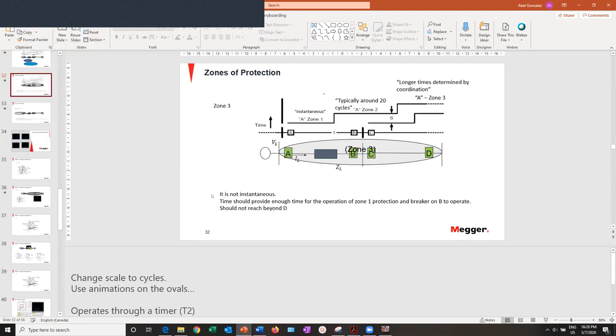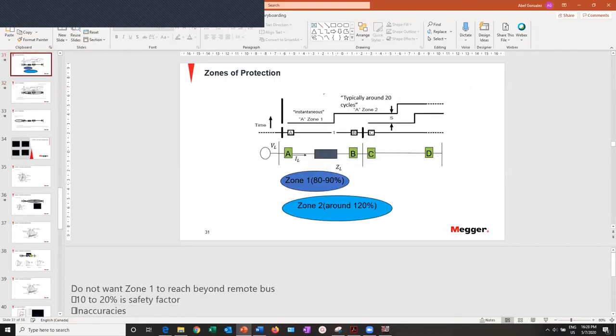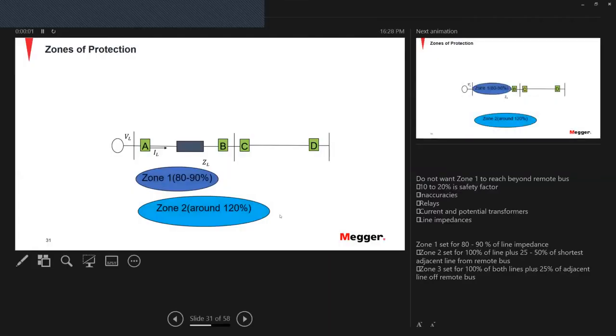Okay. Well, the coordination in this case is, let's say, of 2 kinds. We are doing coordination by the amount of impedance that we are allowing. In this case, 80 to 90% of the line for zone 1.